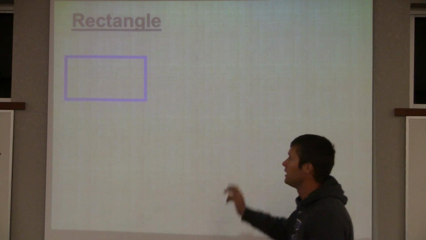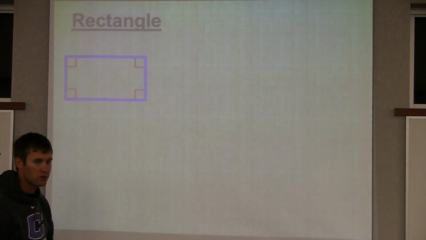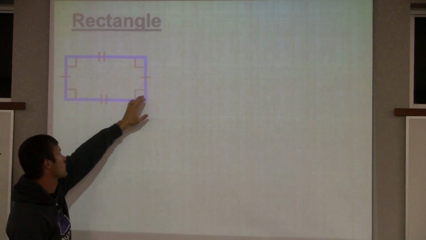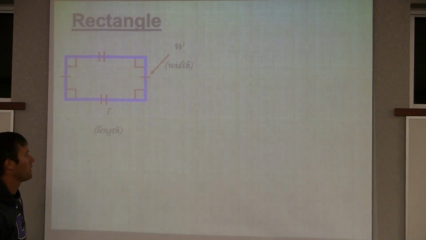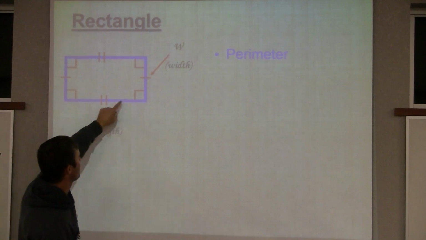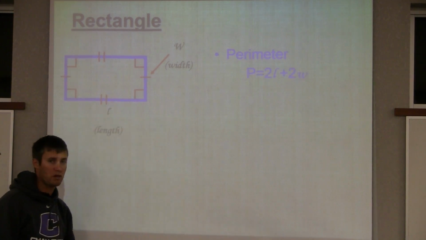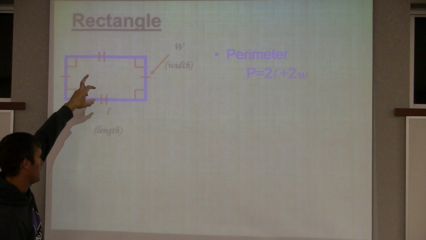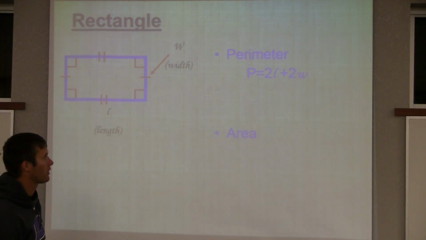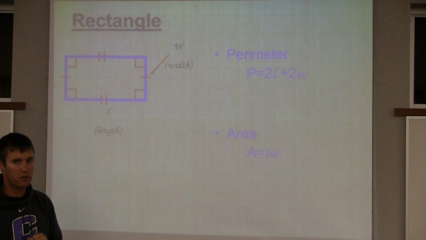For a rectangle, opposite sides are congruent and we have right angles. That's our definition. To find the perimeter, you can add up all the sides, so you could say length plus width plus length plus width, or you can write it as 2L, because we have two lengths that we're adding together, and two widths. So it would be 2L plus 2W. To find the area, we go length times width. So that's how we find the area of a rectangle.